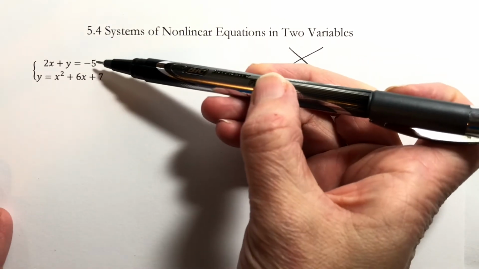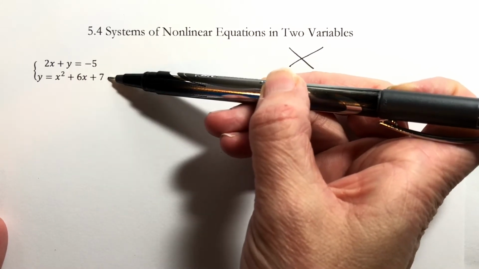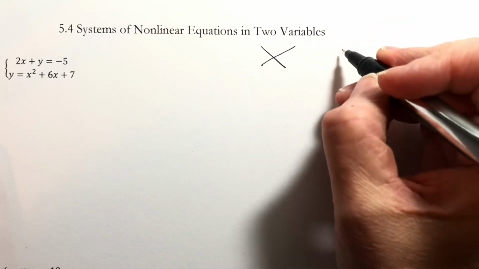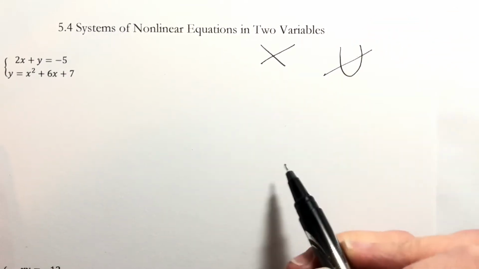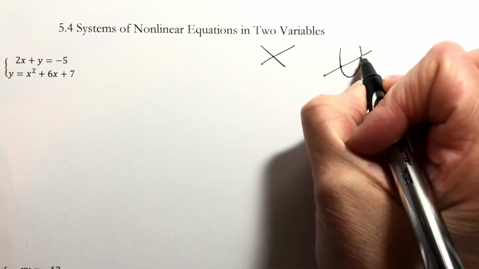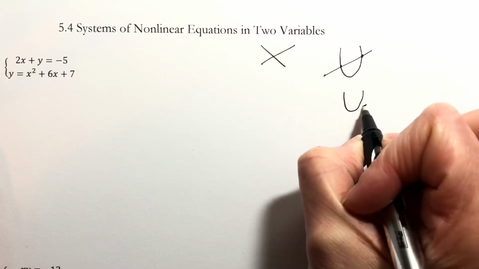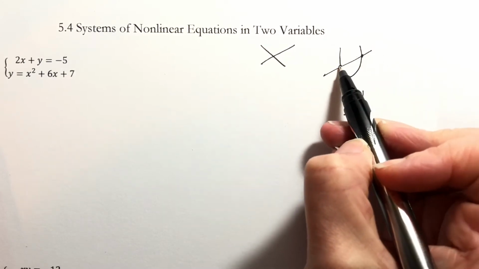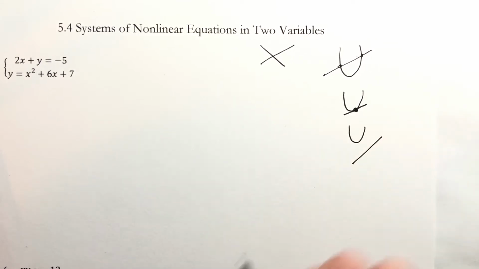Now on this one, you should recognize that this is a line, and this is a parabola. I'm not going to worry about the details. Let's just talk about possibilities here. If I have a parabola and a line, it's possible that I get two answers because I would intersect twice. It is possible to have a parabola that only hits once. So it's possible to have two solutions. It's possible to have one solution. And it is also possible to have no solutions.